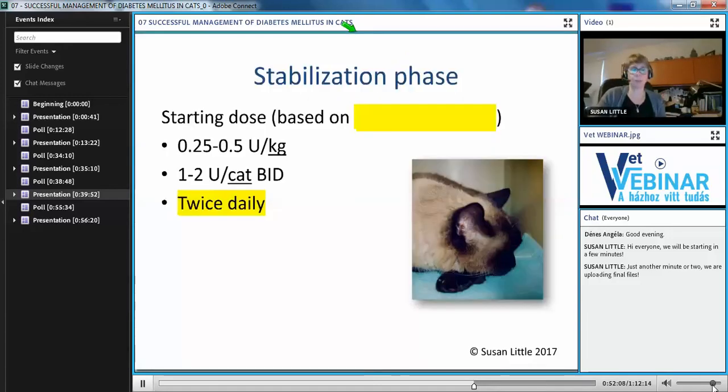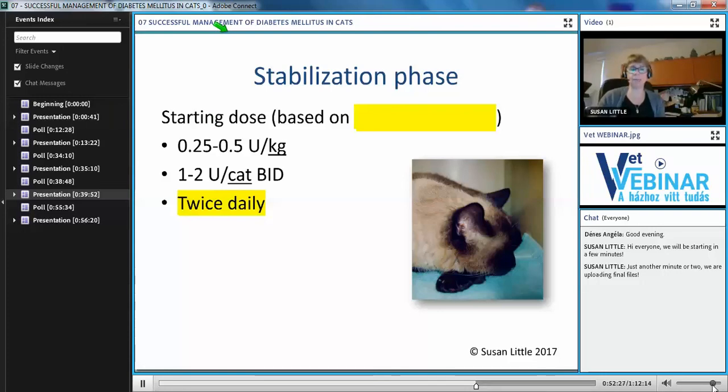So unfortunately, some of the words are missing from this slide, but what it says is the starting dose is based on ideal body weight, and we already talked about starting at 1/4 to 1/2 unit per kilo based on that initial blood glucose, whether it's under or over 20 millimoles per liter.